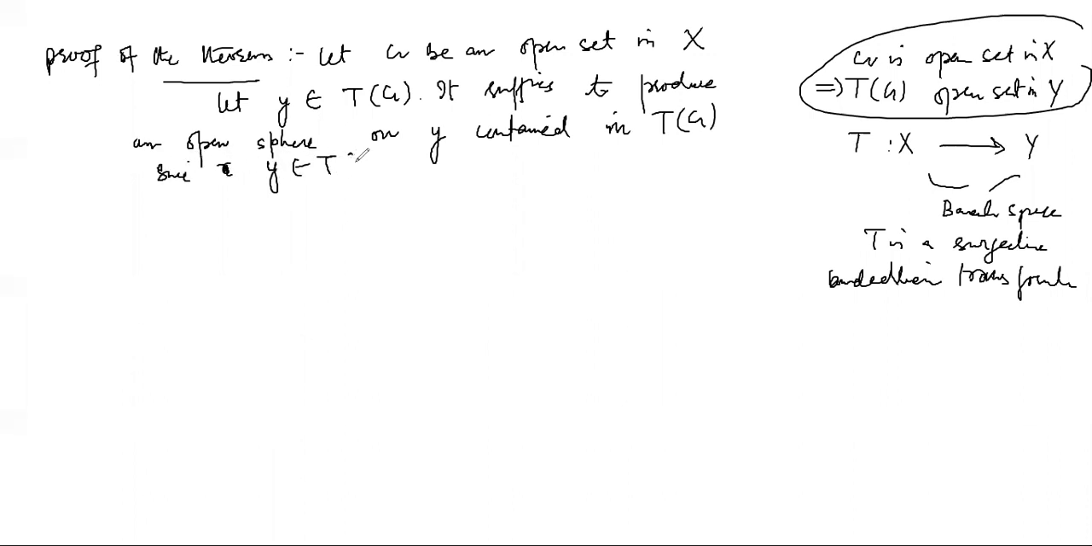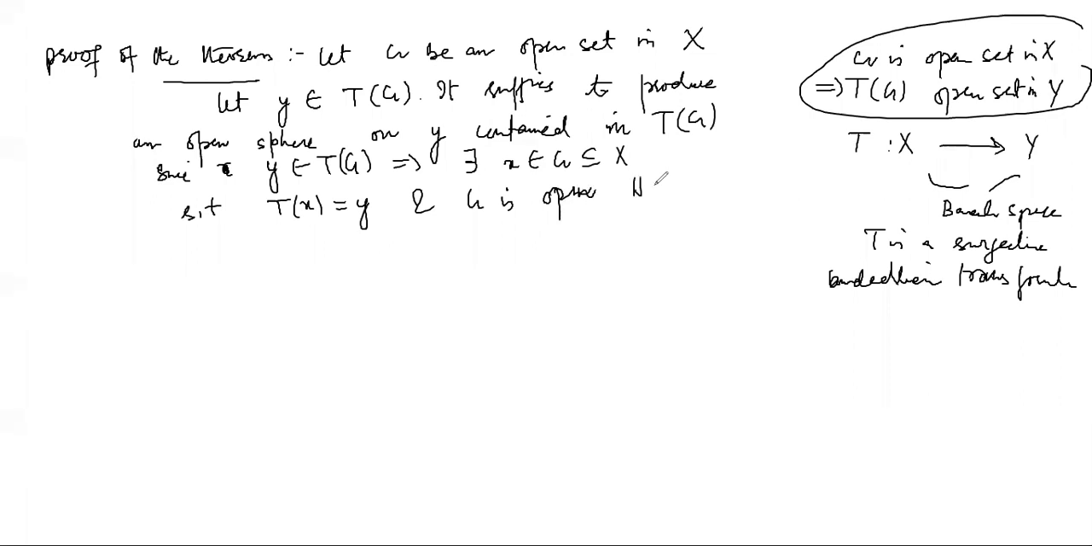Now since y belongs to T of G, it implies that there exists x belonging to G such that T of x is equal to y. That is the meaning of belonging to T of G, right? The image of T, and G is open, and hence S_r(x) is contained in G for some r positive. It must contain open balls centered at each of its points because G is open. And this means all x belonging to X such that norm x is strictly less than r. That set will be contained in it.